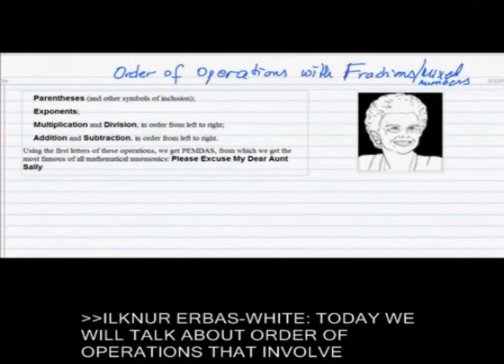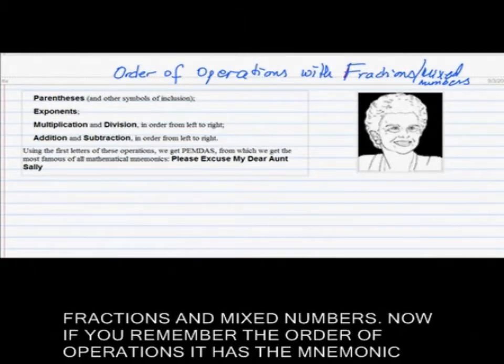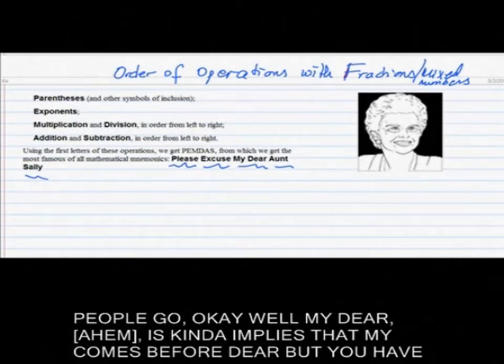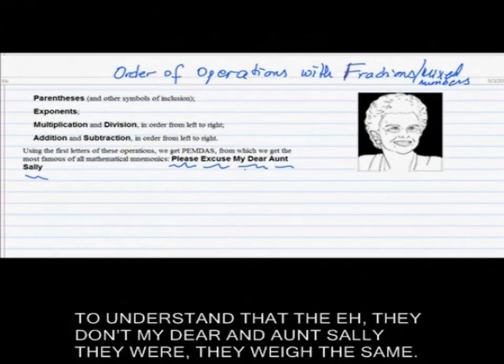Today we will talk about order of operations that involve fractions and mixed numbers. Now, if you remember the order of operations, it has the mnemonic device that says, please excuse my dear Aunt Sally. The problem with that mnemonic is a lot of people think that "my dear" implies that "my" comes before "dear," but you have to understand that they don't. My dear and Aunt Sally, they weigh the same.